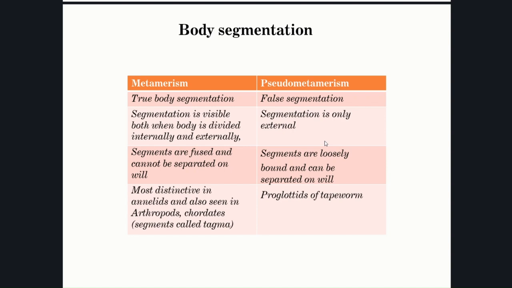However, in the case of pseudometamerism, which basically means false metamerism, we see that the segmentation is only external. There is no repetition as such internally. And also what we see is that these structures are often shed whenever they require, particularly as seen in the case of tapeworm, which is the causative agent of a few of your digestive ailments. And these segments that it can shed are called proglottids. I will show you that in the next slide as well.